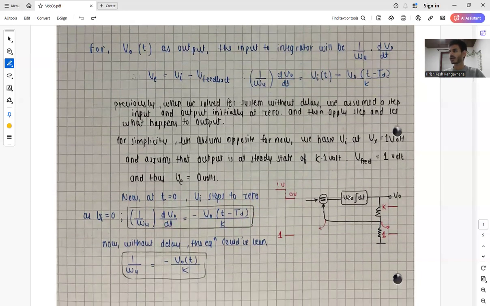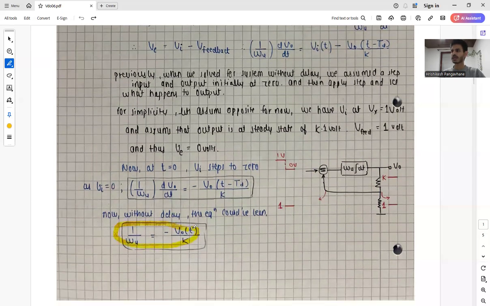Let's discuss what happens to the negative feedback in very layman terms. When we step down, the output voltage will not change instantaneously. So at t equals 0, the output will be at potential k, this point will be at potential 1 volt, and thus our feedback will also be at 1 volt. Without the delay, the equation would have been like this, which we solved in the previous video. When we take vi as 0, this would have been our equation.